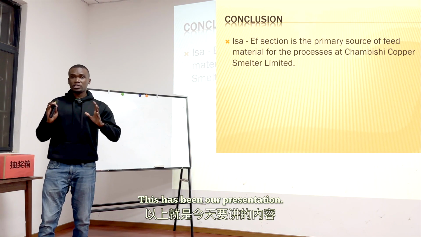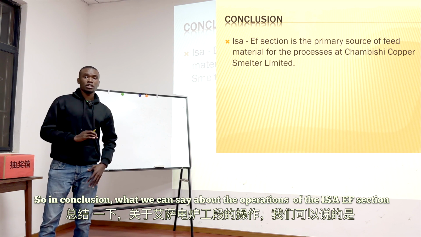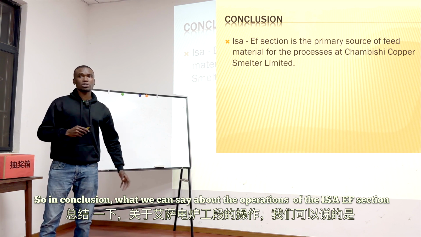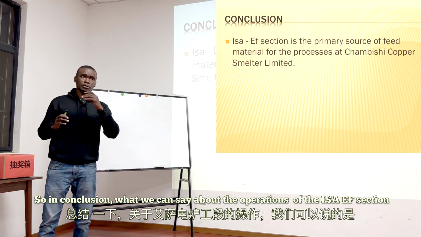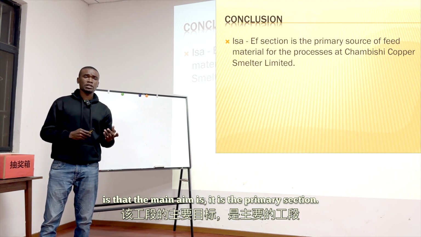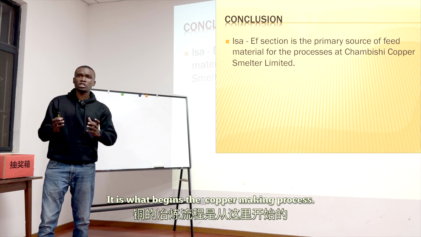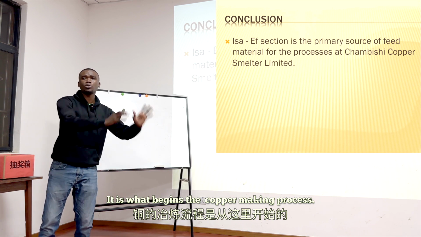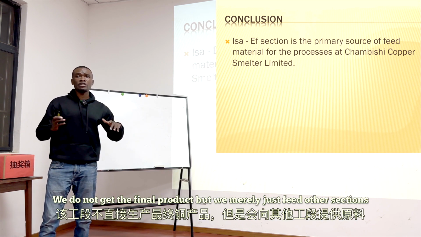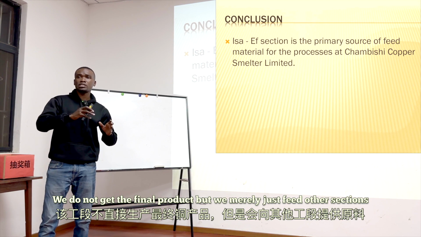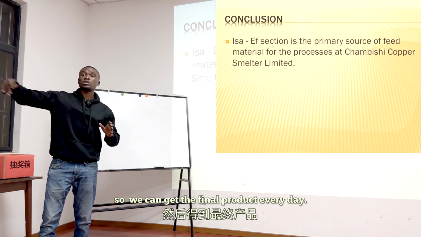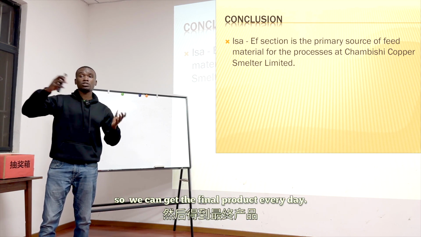This has been our presentation. So in conclusion, what we can say about the operations of the ISA-EF section is that it is the primary section. It is what begins the copper making process. We do not get the final product, but we merely just feed other sections so that we can get the final product at the end of the day.